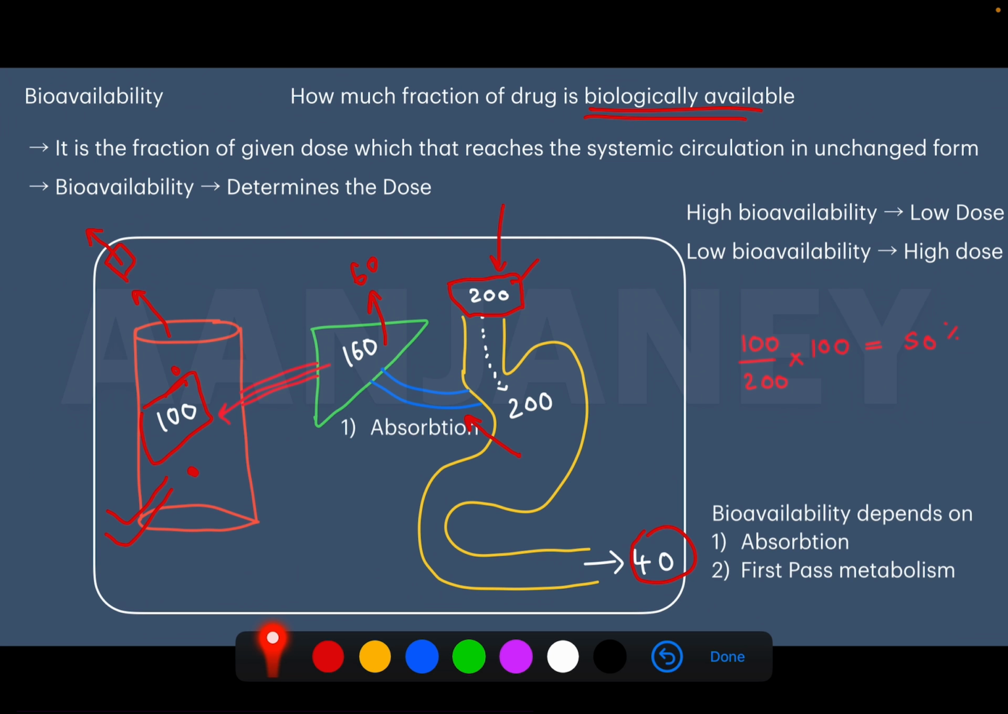So what are the factors determining the bioavailability? First is the excretion, right? Some of it is excreted and only some is absorbed. So one is absorption, second is first pass metabolism. If there is high first pass metabolism, then the bioavailability will be low. Done. So it depends on two factors, just remember that: first pass metabolism and absorption.